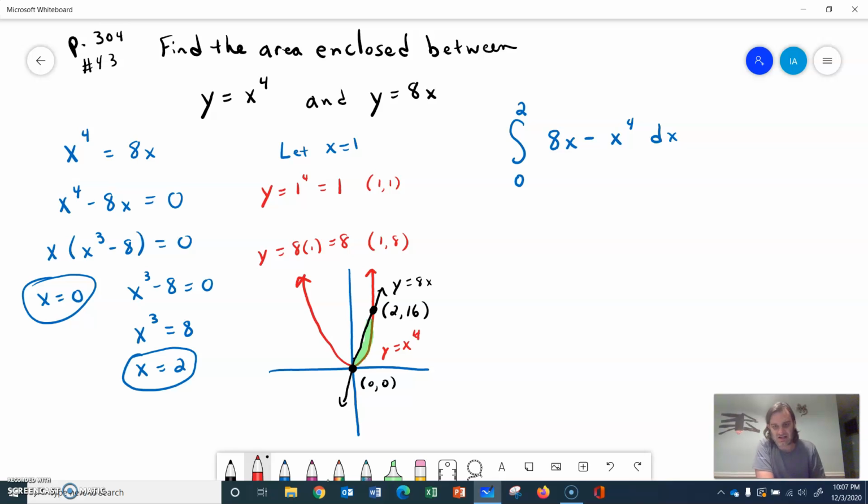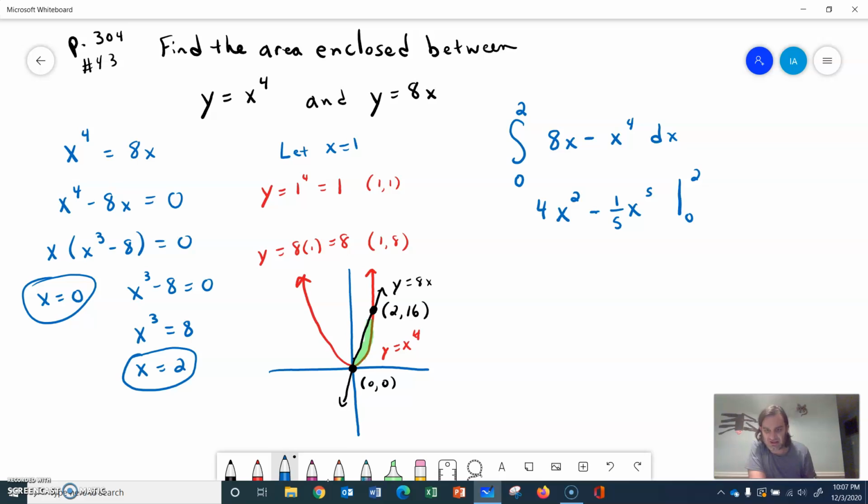So like I said, you have to figure out which one's on top, by graphing them or calculating points, and you also have to figure out where they intersect. Once you have that, the problem becomes very easy. So let's go through it. We've got the integral from 0 to 2 of 8x minus x to the fourth dx. We integrate: x squared divided by 2 gives 4x squared, and x to the fifth divided by 5 gives minus 1/5 x to the fifth, from 0 to 2.